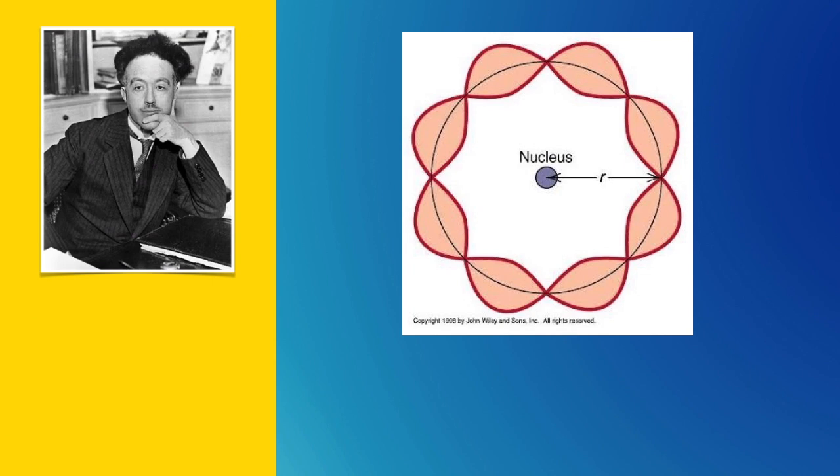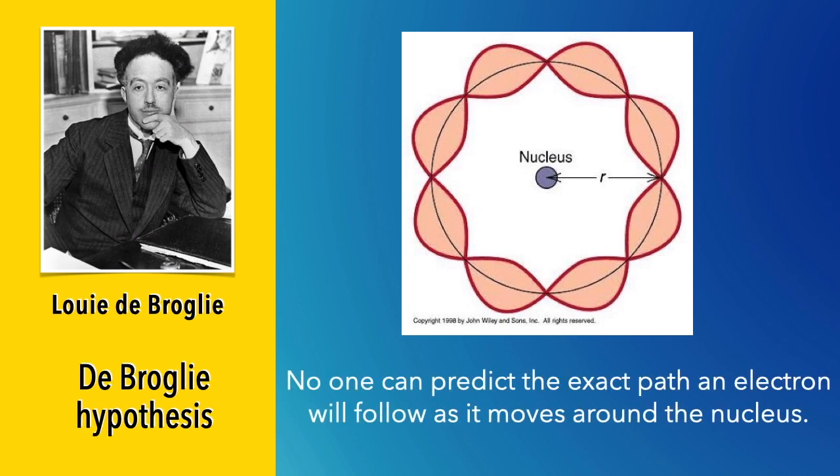Ayon kay French physicist Louis de Broglie, no one can predict the exact path of an electron as it moves around the nucleus. Walang makakahula o makakapredict ng eksaktong path ng electron.